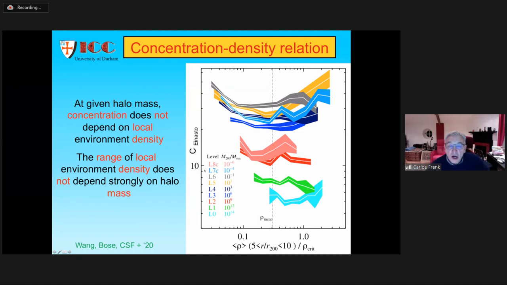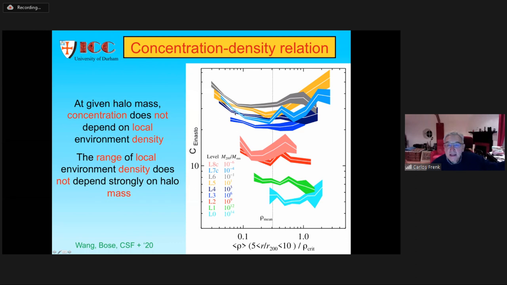I didn't have time to talk about this, which is very important. What this shows is the concentration of the halo as a function of the local environment. We define the local environment around each halo, which is essentially the density in a shell around it of some dimensions, between 5 and 10 times the virial radius. And then we ask the question, does the concentration depend on environment? Because we've chosen these odd regions with low density, you might worry, well, you've simulated some bizarre part of the universe.